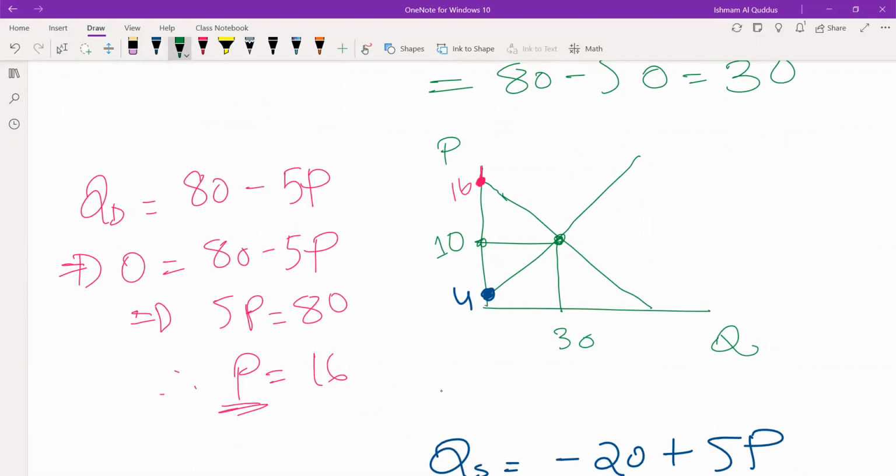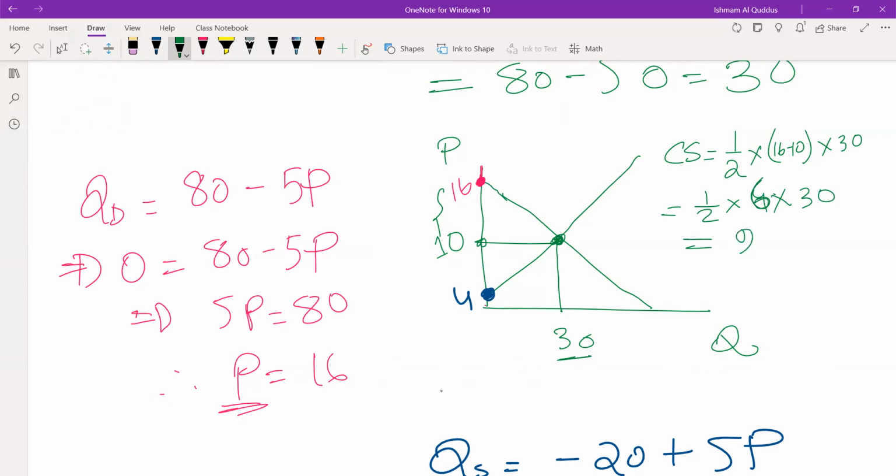Now I think you can solve the values of consumer surplus. The CS would be, this is the price change, right? So half multiplied by 16 minus 10, multiplied by the quantity at this point, which is 30. This gives us half multiplied by 6 multiplied by 30, and this should be 90.